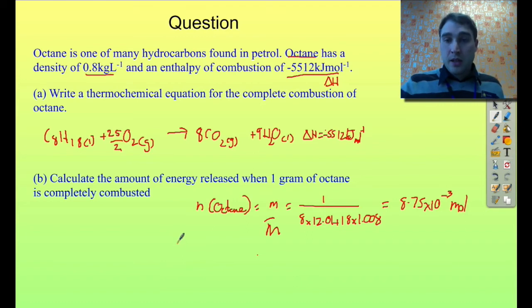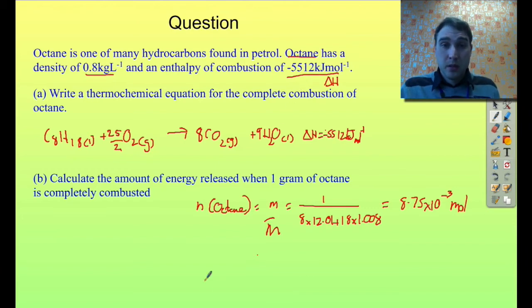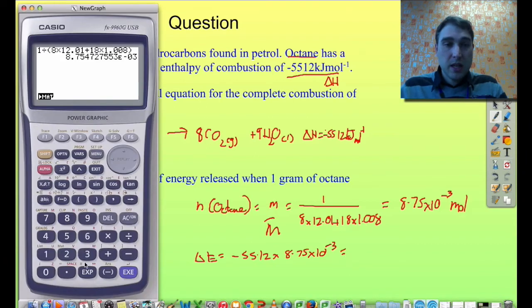Alright. So now that I have that number of moles, what I'm going to do is multiply that by the number of kilojoules per mole, and that will tell me how many kilojoules I'll get from 1 gram. So I'm going to call that a delta E value now. So delta E equals 5512 times by 8.75 times 10 to the minus 3. That should give us a fairly small number. So I'll go back to my calculator. So times the answer by 5512. And I get 48.25.